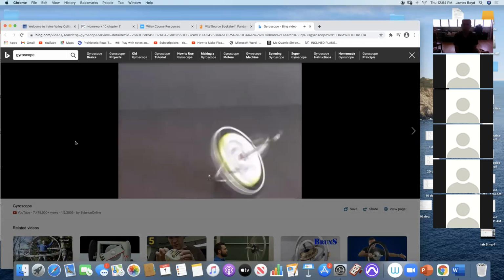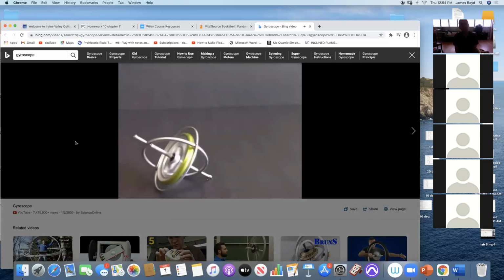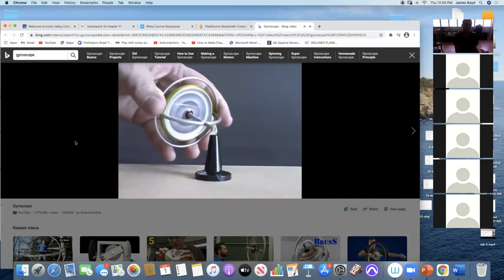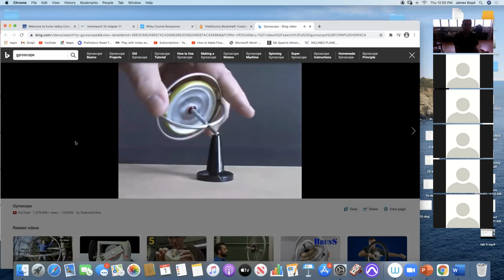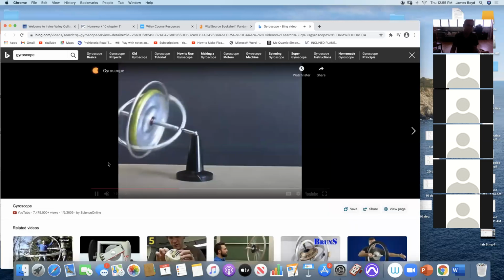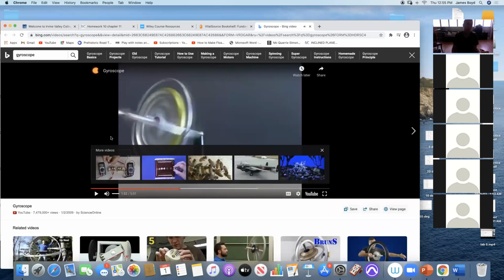Okay, maybe it's creating a torque, maybe a force. Incredibly, this force will support the gyroscope like this. It appears to be levitating. All right. So anti-gravity or what?